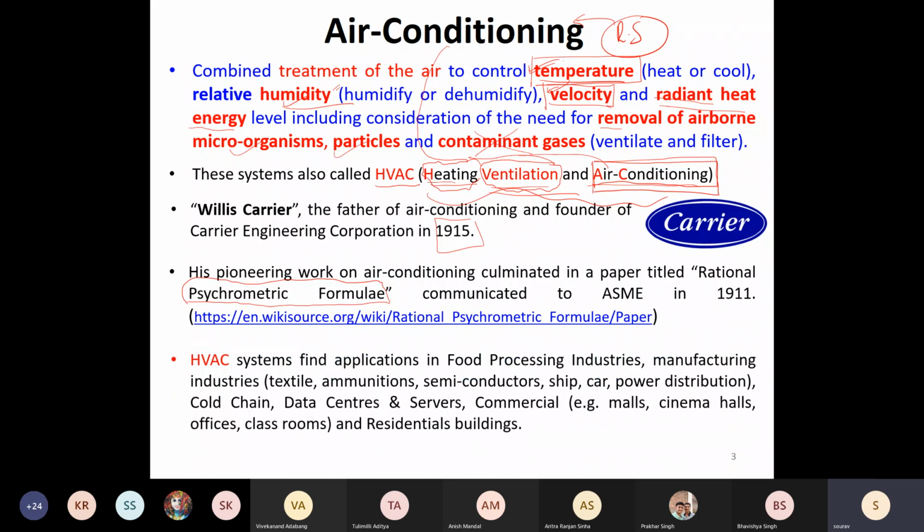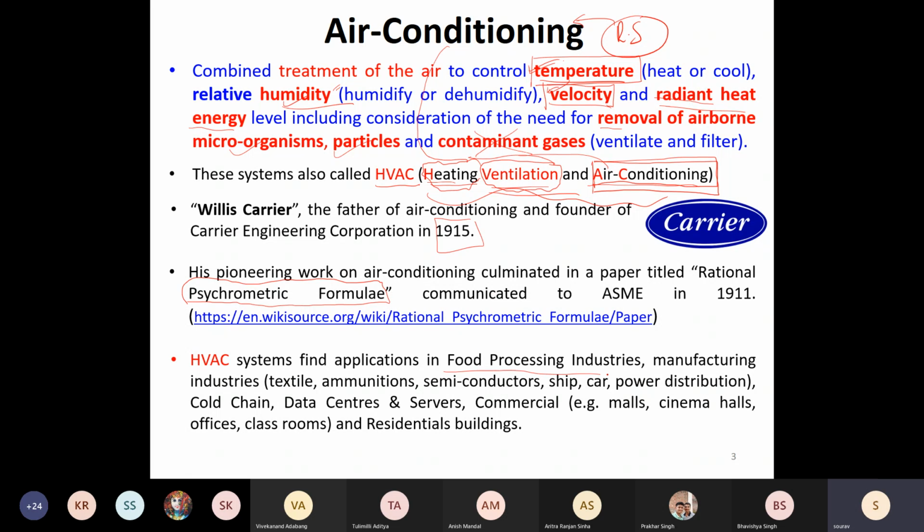And then once he successfully made this machine, he got many more contracts from a variety of industries as well as for commercial spaces. Okay, so be it theaters, be it the shopping complexes in the US, the food processing industry. He even started getting contracts from the defense companies also. Okay. So air conditioning has a very wide range of applications.